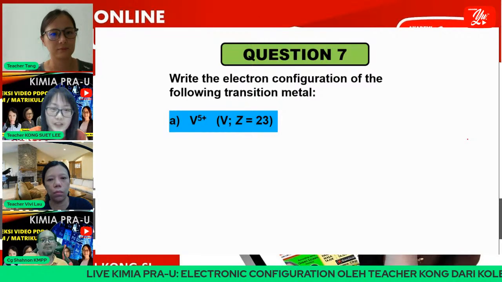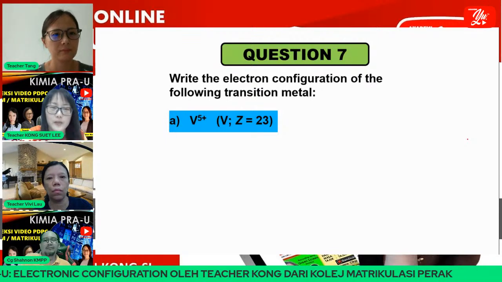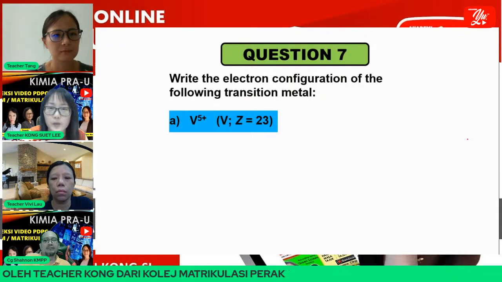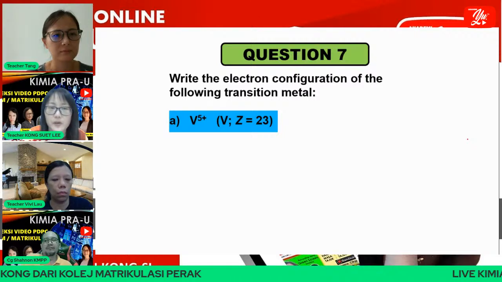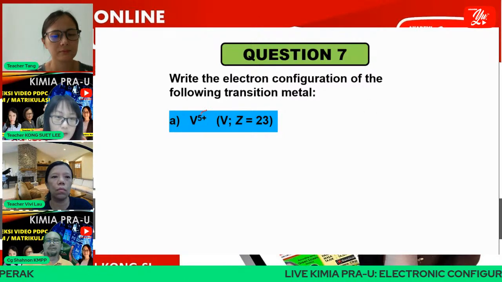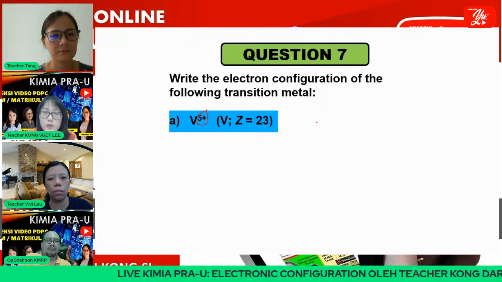The vanadium with the proton number of 23. This is one of the transition metals. Now the question asks to write the electronic configuration of the following transition metal, with a 5 positive ion. In this case, we do it as usual.